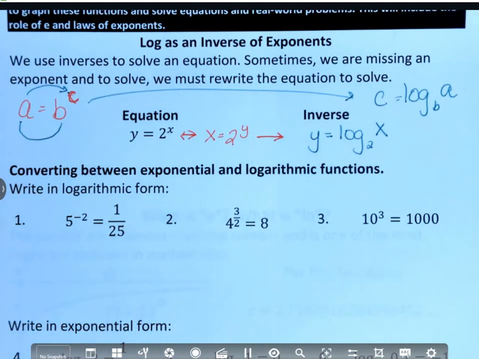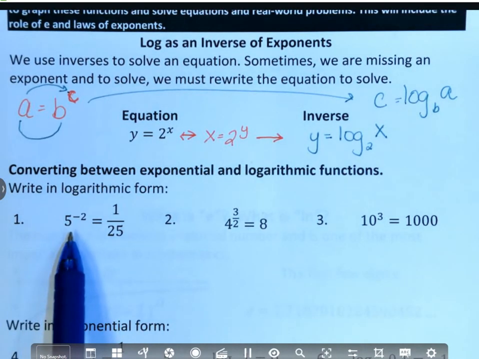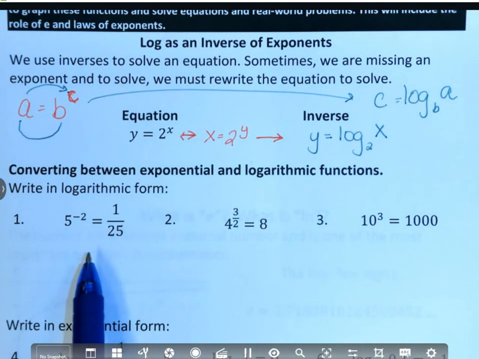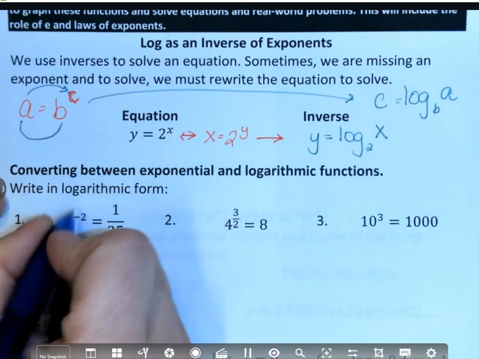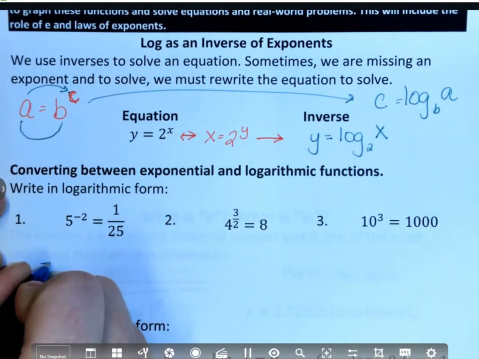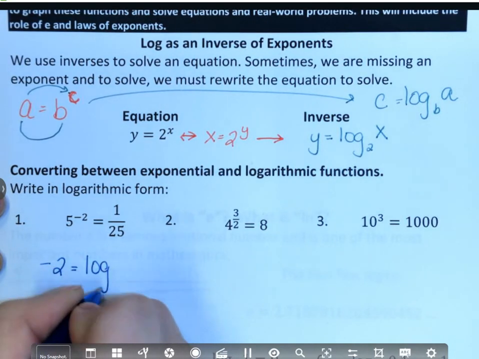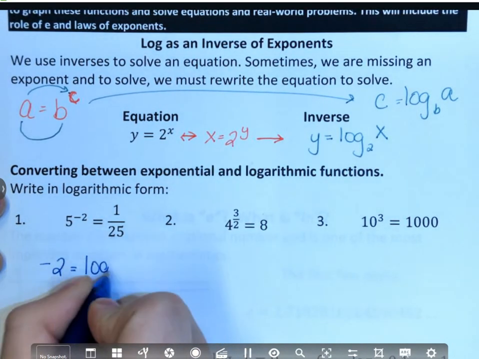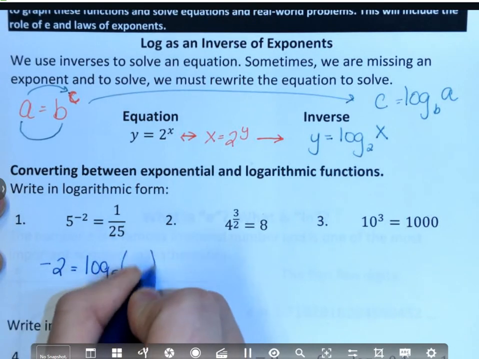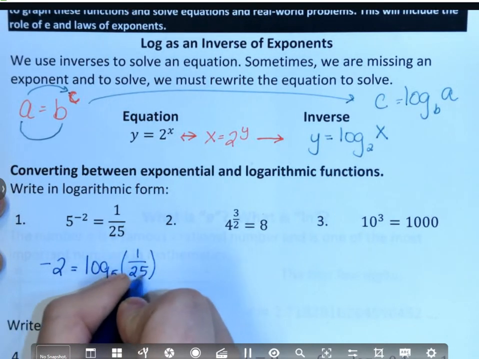Okay, when we're doing this, the instructions said convert between exponential and logarithmic forms. Hopefully you understand from our rules of exponents that 5 to the negative 2 is in fact 1 over 25. Anybody have issues with that? So in order to rewrite this, I'm going to take the exponent is equal to log base of.